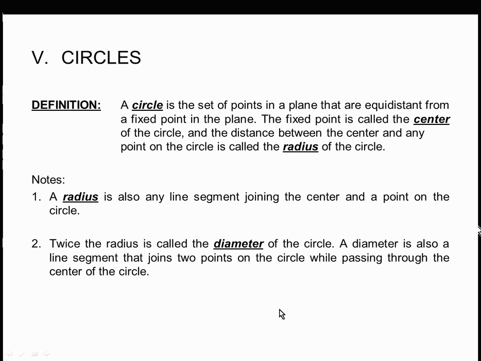Now when you're working on the problems, be aware: are you given the diameter or are you given the radius? Remember, according to the definition, you need center and radius. Remember, the diameter is twice the radius, or another way of looking at it is the radius is half the diameter.